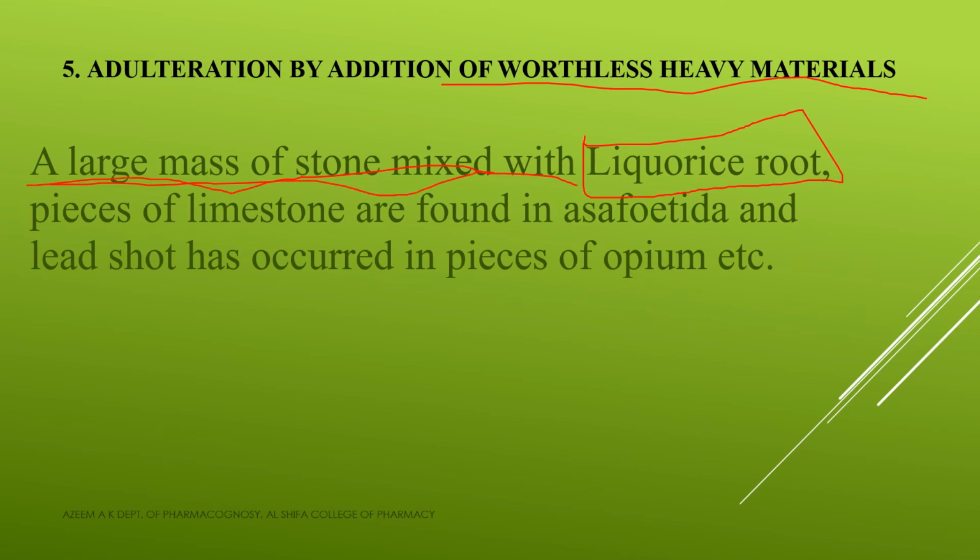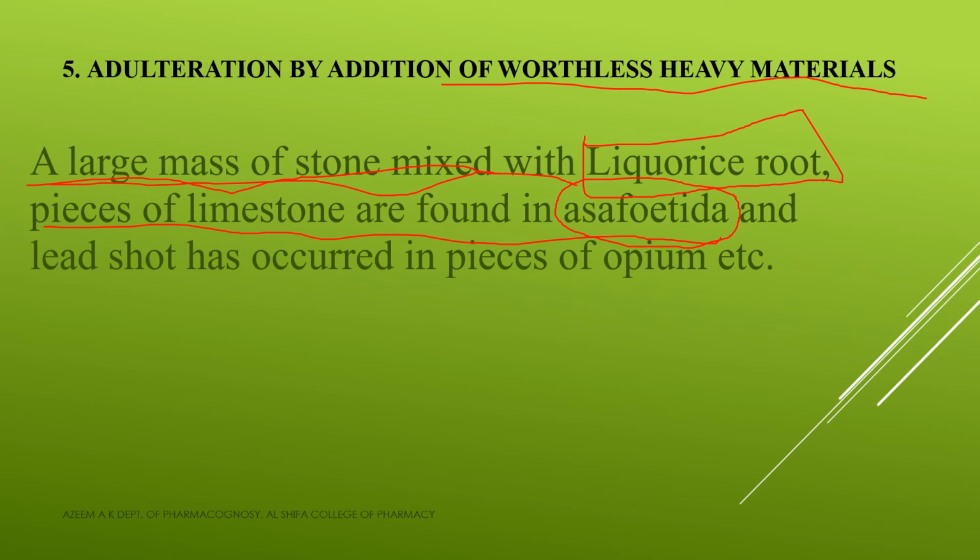Then pieces of limestone in Asafoetida. This Asafoetida is a naturally obtained product, obtained from the root of a plant. It is a resinous product obtained from the root of a plant, and this is very costly. In order to adulterate this Asafoetida, we can add limestone pieces. So limestone pieces can be found in Asafoetida.